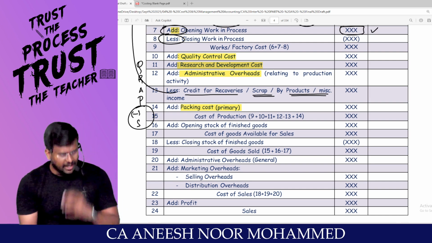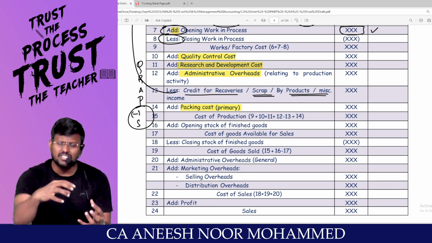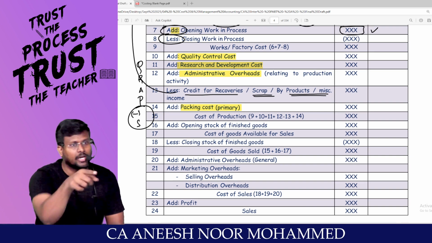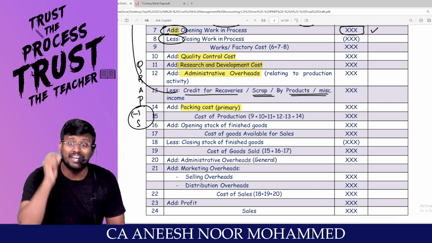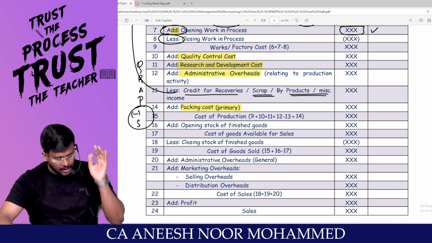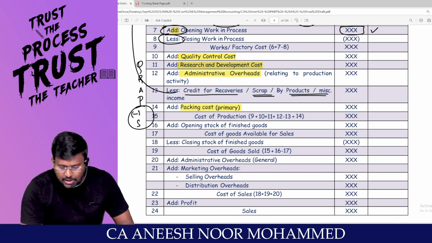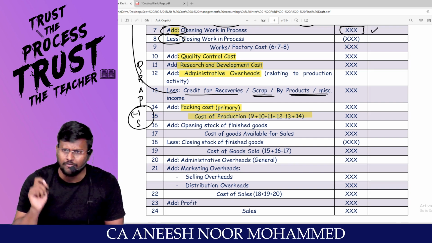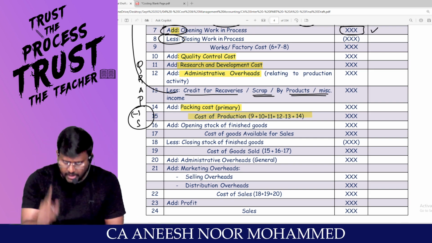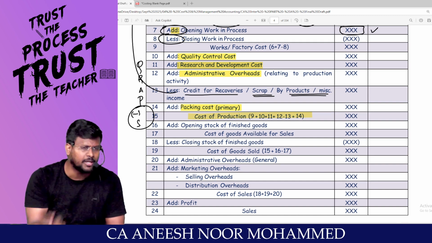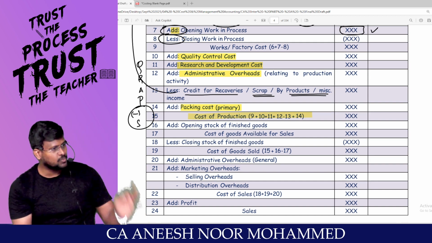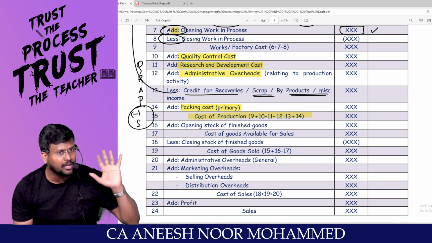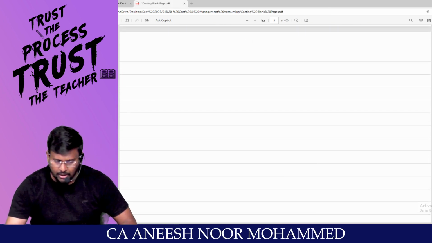Comfortable? That means, sir, out of the cost you have incurred, if you are having any income, that income should be reduced from the cost in order to find out the net cost. What you are getting is called the cost of production. Is this cost of production for the completed units or for the semi-completed units? Completed units. Because whatever semi-completed units are called WIP, I eliminated the WIP. So I am going to write the cost sheet.